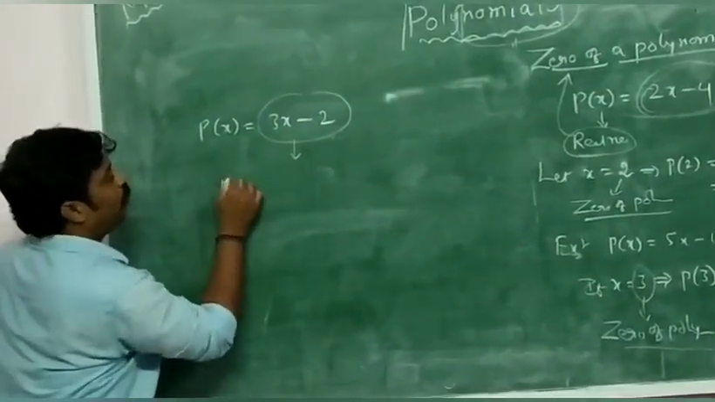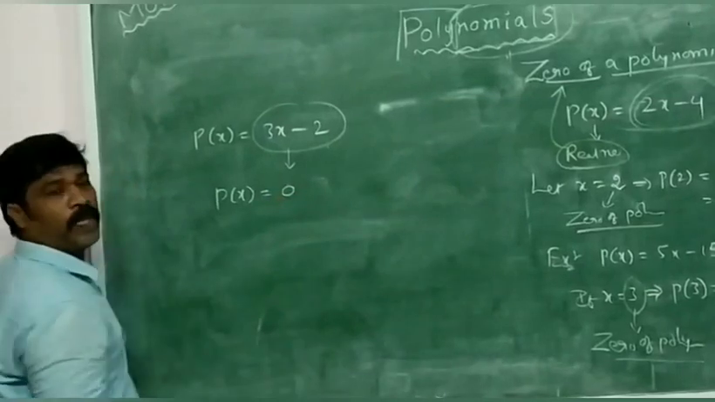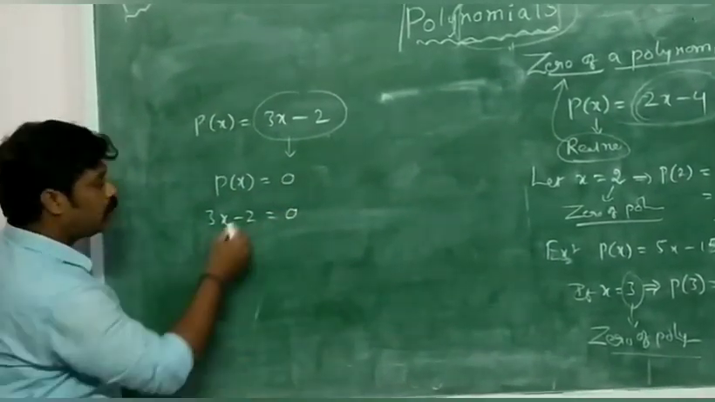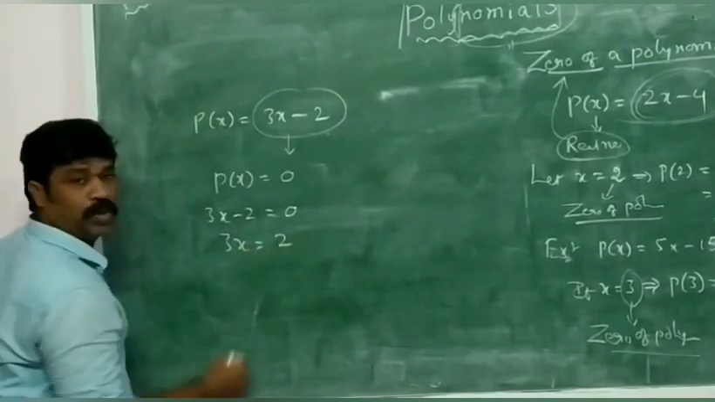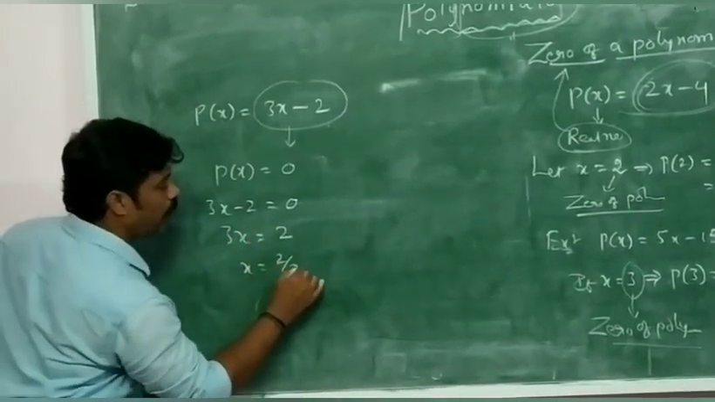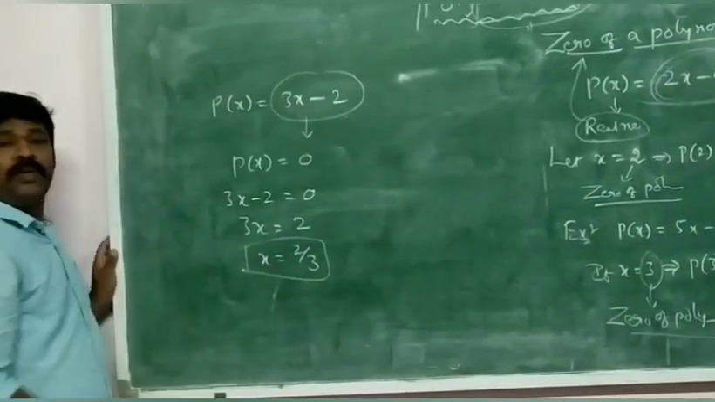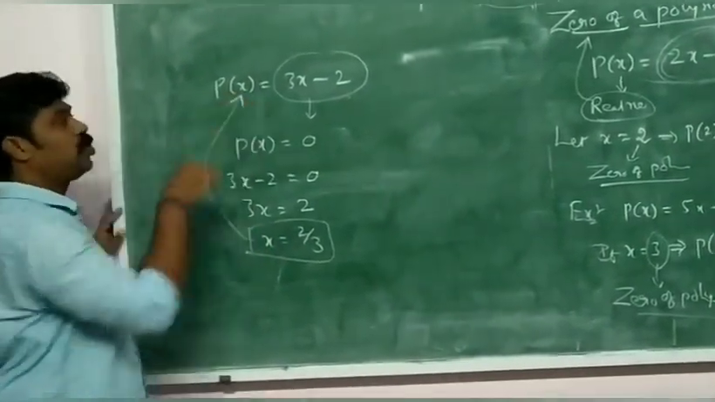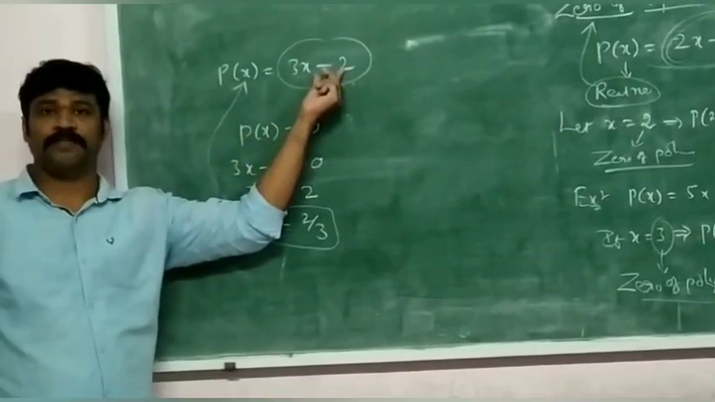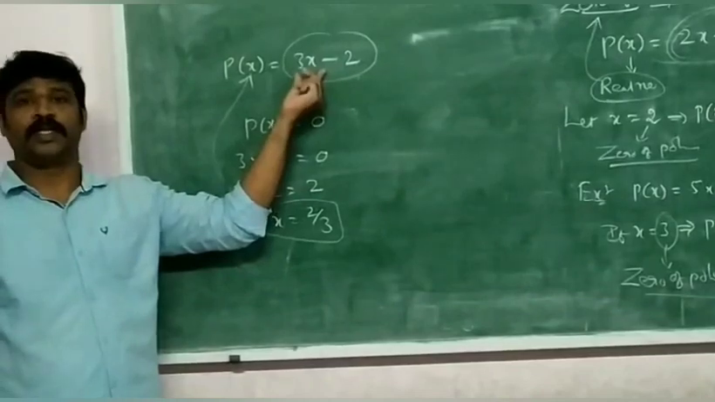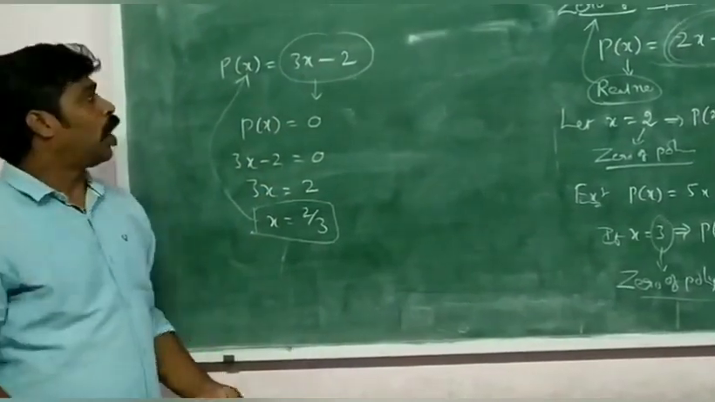Then what do you get? P of x is equal to 0. P of x is nothing but 3x minus 2 is equal to 0. So from this, 3x is equal to 2, that is x is equal to 2 by 3. Now directly we get the value which we have to substitute in place of x to make the polynomial 0. So 2 by 3 is the 0 of this polynomial. Like that we can find the zeros of the polynomial.